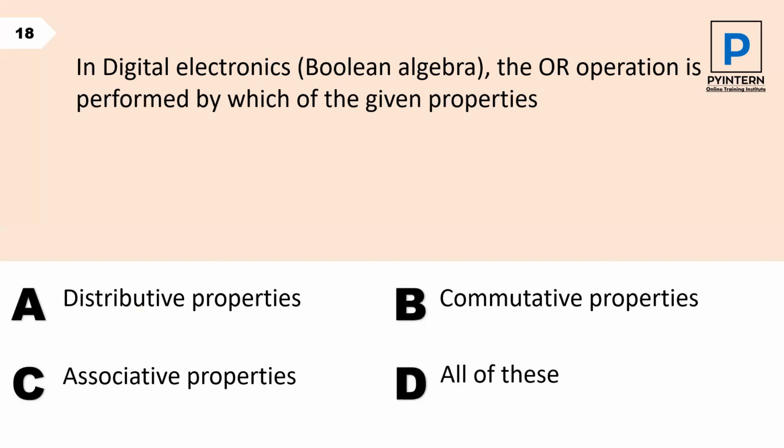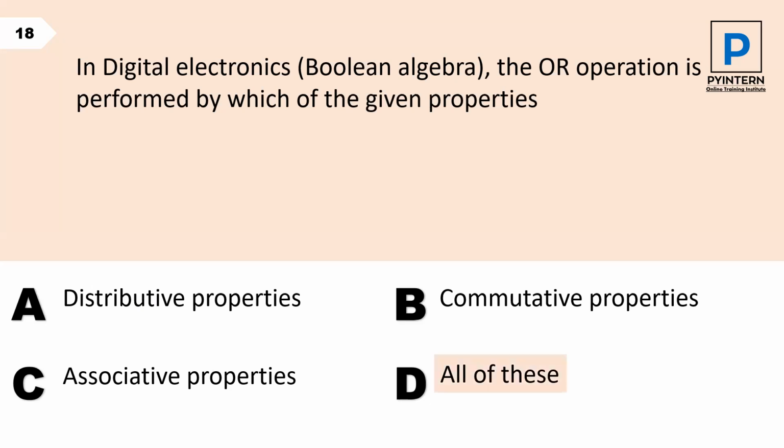Come to the next question. In digital electronics Boolean algebra, the OR operation is performed by which of the given properties? Means the OR operation follows the distributive property, commutative property, associative property. Yes, all of these. So the correct option is all of these, because if you see the Boolean algebra expression, the OR operation, meaning the plus operation, follows all the properties: distributive, commutative, and associative.